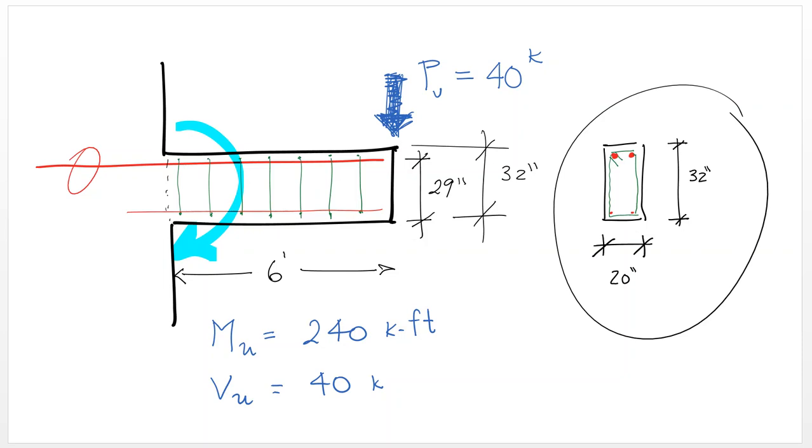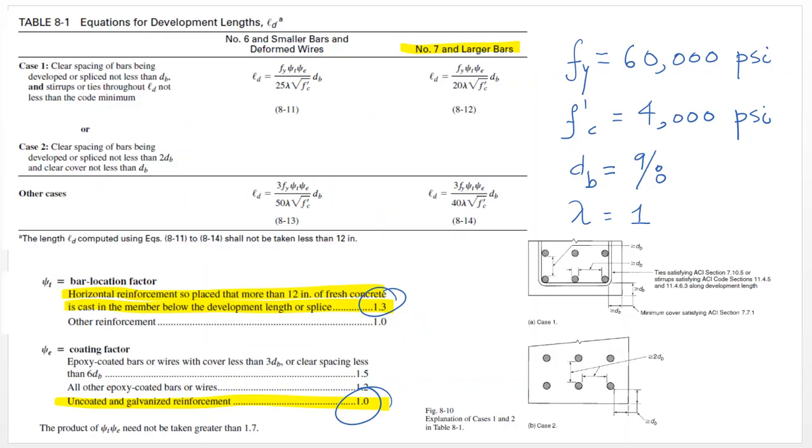Now, we need to provide enough development length for this bar right here to be anchored into the wall where the cantilever is coming out, and we need to check that the length of the cantilever is enough to develop the bar in the other direction, right? So we need to develop the bar this direction, and we need to develop the bar in that direction as well.